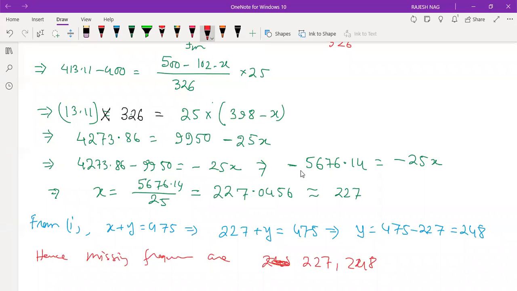So this is one type of missing frequency concept. Any doubt? Anyone? No, sir.